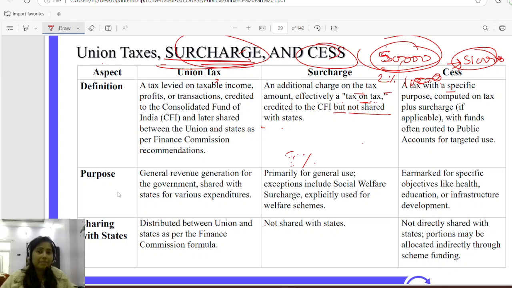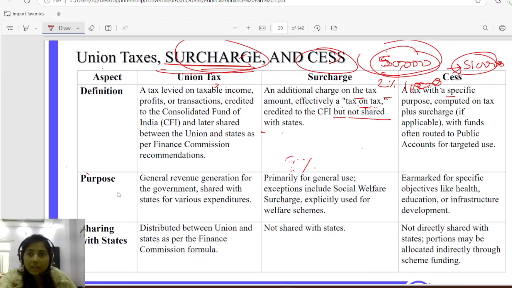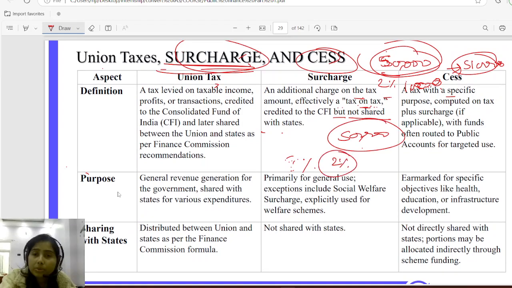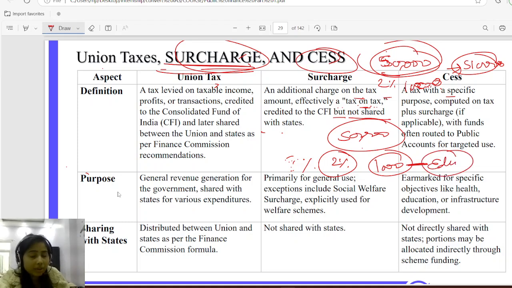So whatever tax liability you have, suppose this 50,000, just a second, my writing pen is not working. Suppose you have a tax liability of 50,000, so you have to pay 2% education cess on it. This 1,000, whatever the government is charging, will be utilized for education purposes only, because this is an education cess. So this is a purpose-specific tax. This is highly relevant from a prelims perspective, so try to understand it. If you have any confusion, please clear it right now.